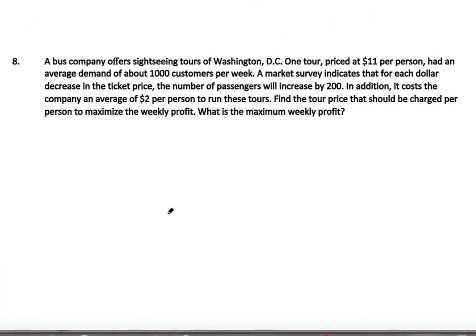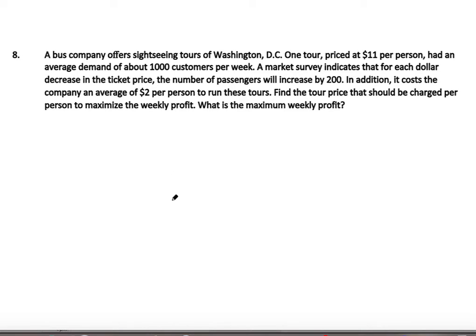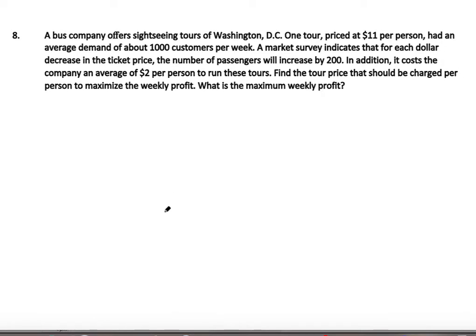Finally, number 8. A bus company offers sightseeing tours in DC. One tour priced at $11 per person has an average demand of about 1,000 customers per week. A market survey indicates that for each dollar decrease, the number of passengers increases by 200. In addition, it costs the company an average of $2 per person to run these tours. So find the tour price that should be charged to maximize weekly profit, and then what is that maximum profit?